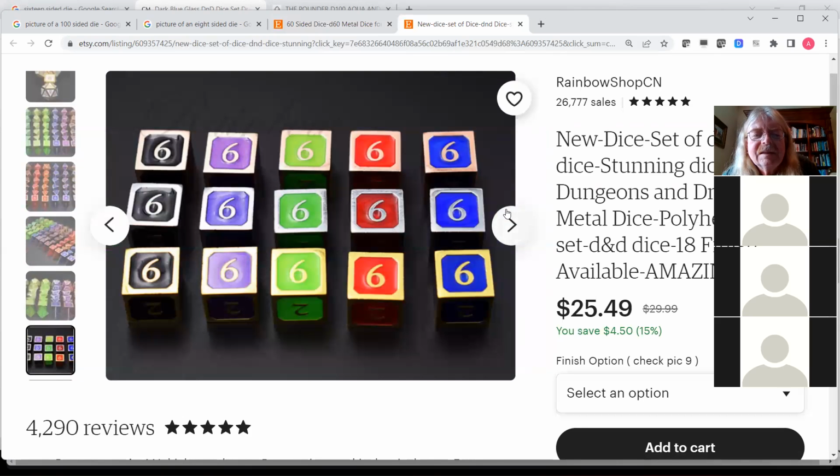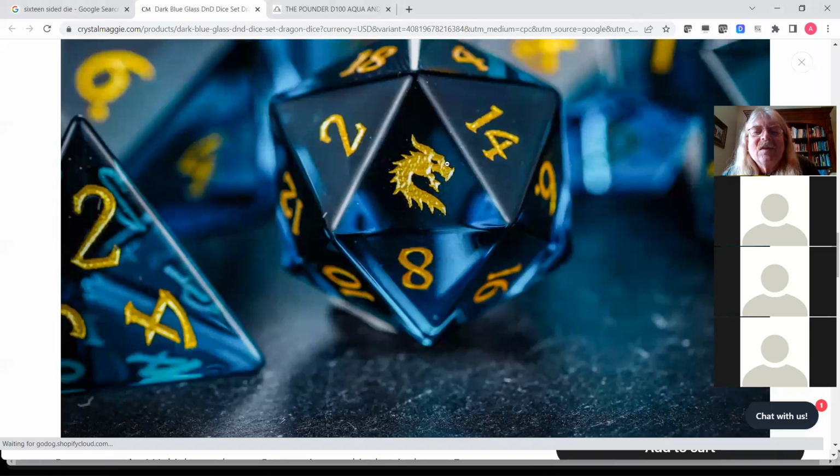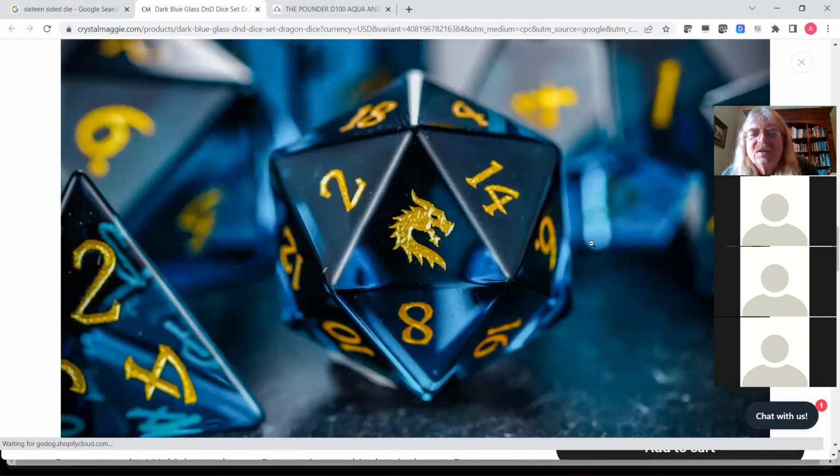Yep, there they go. But anyway, so far, I think these are the winners for the coolness competition for today.